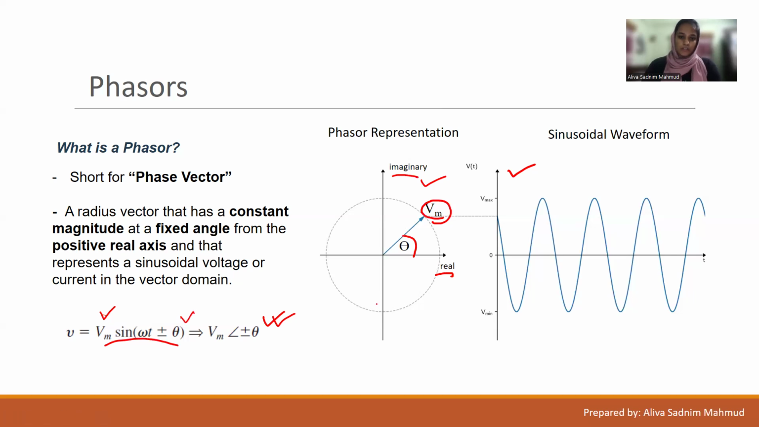In some notations, instead of using the peak value, the RMS value, which is Vm by root 2, is used. But in our discussion, I am sticking with this presentation with peak value.